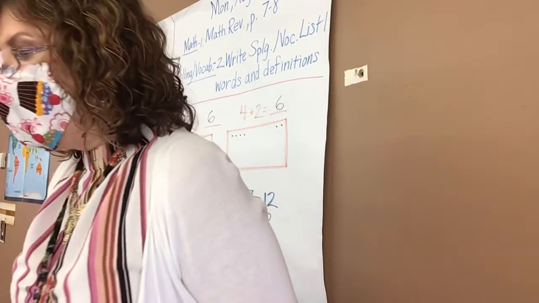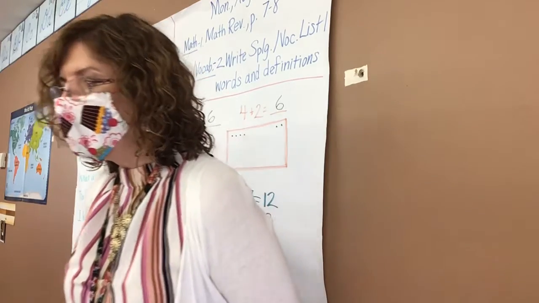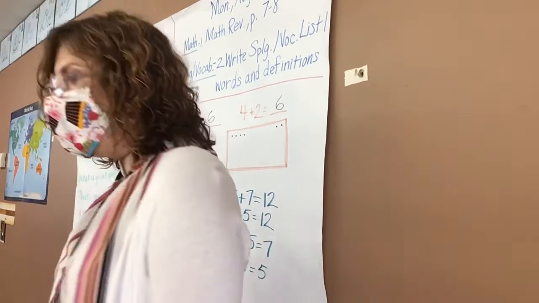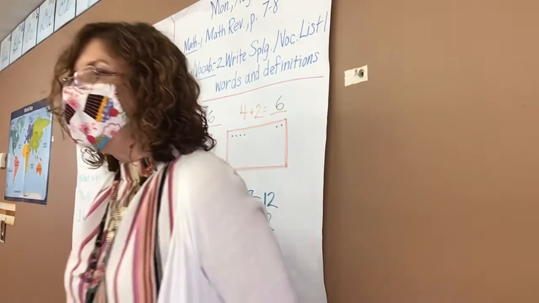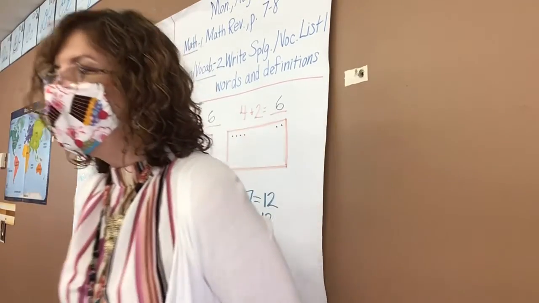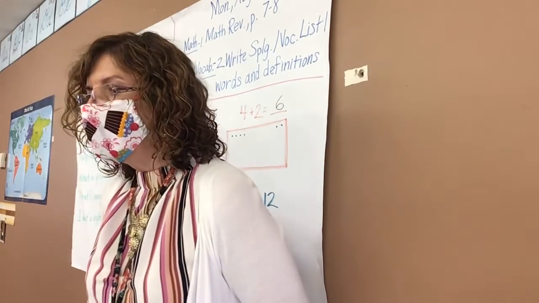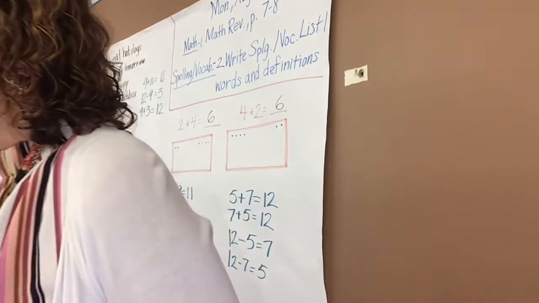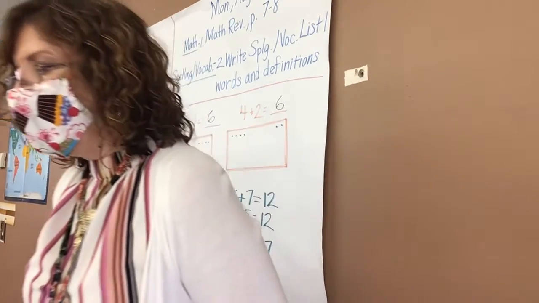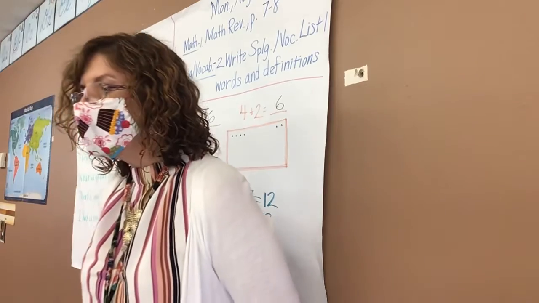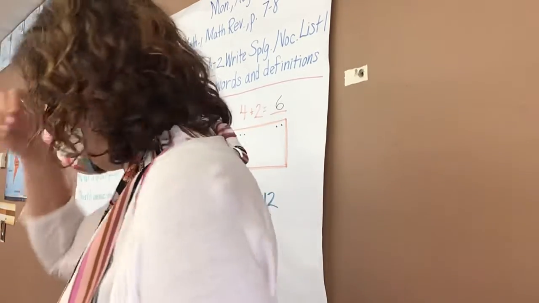All right, for number 10, 4 plus n equals 11. So to figure that out, we're going to start with 11. We're going to subtract the 4. 11 minus 4 equals 7. And now you can rewrite the problem. 4 plus 7, because that's what we figured out, equals 11.